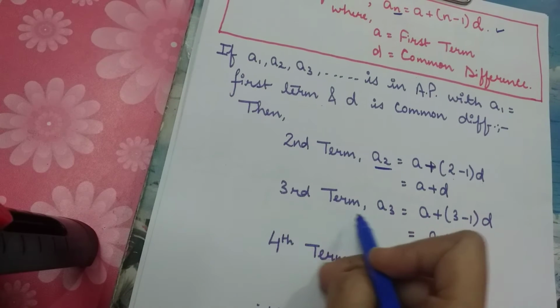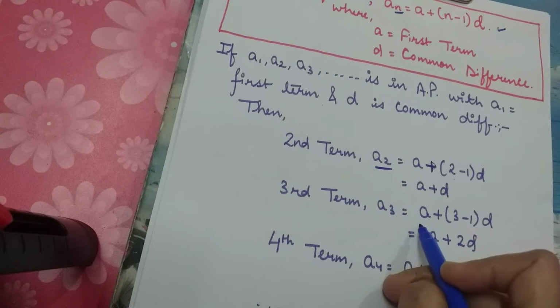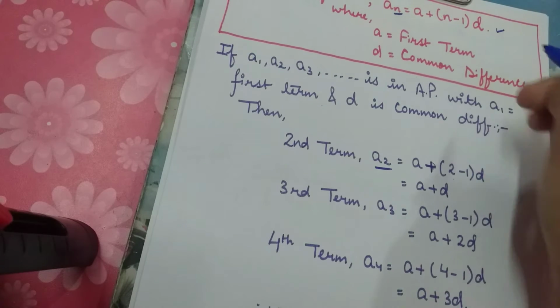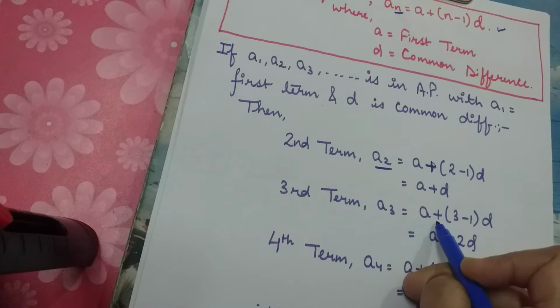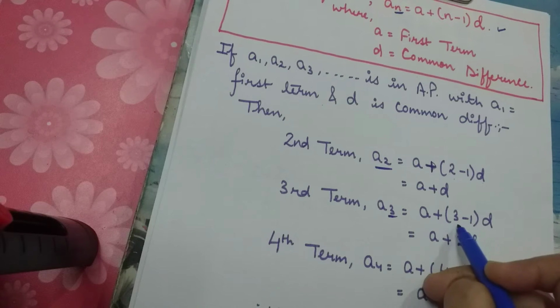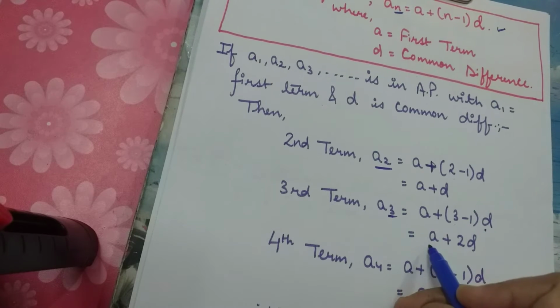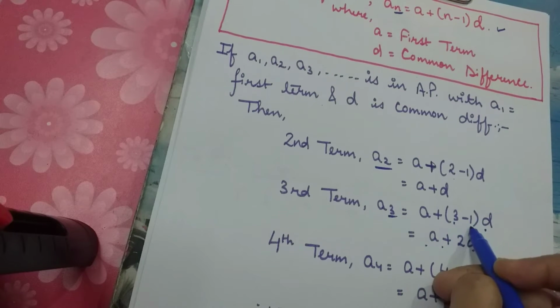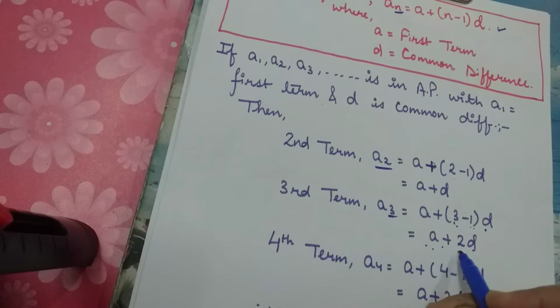The third term of AP, that is a3, using the above formula: a plus (n minus 1) into d, where n is 3, so a plus (3 minus 1) into d. When you simplify, 3 minus 1 is 2, so a3 = a + 2d.